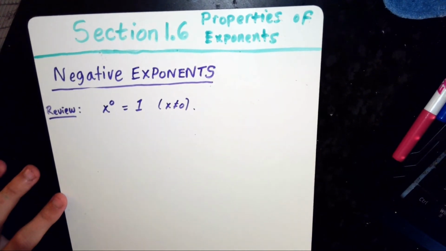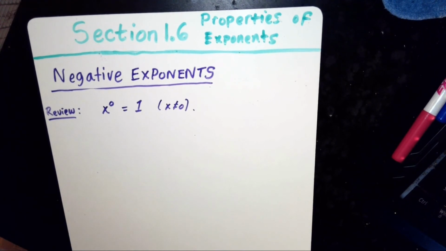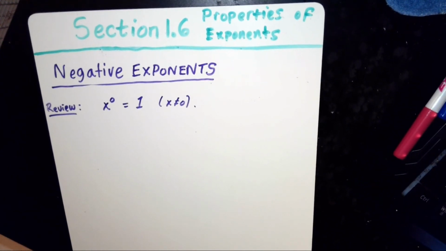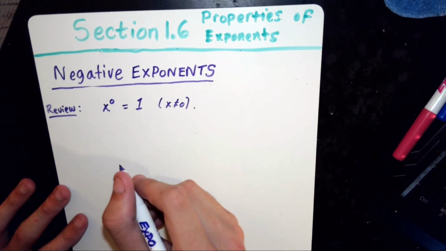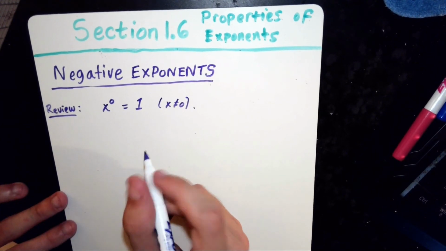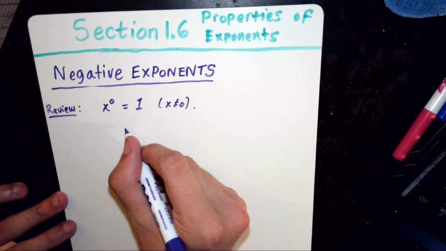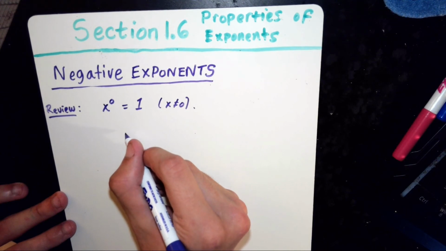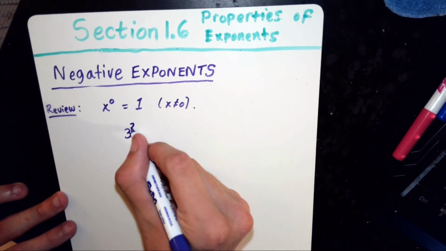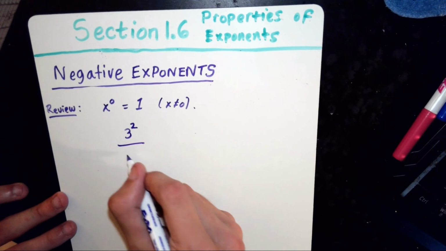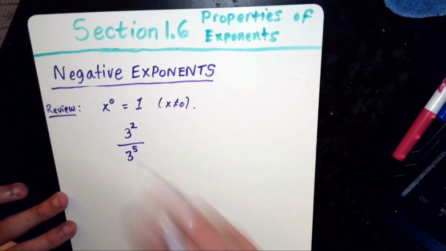But this time, what we want to do is settle on a definition for what a negative exponent is. And the way we're going to do that is we're going to appeal to the quotient rule again and see how we want to define it. This is actually the same way the book explains it, and I think it's really nice. I'm going to use slightly different numbers than the book, but it's the same principle. So say we have 3 squared over 3 to the 5th.